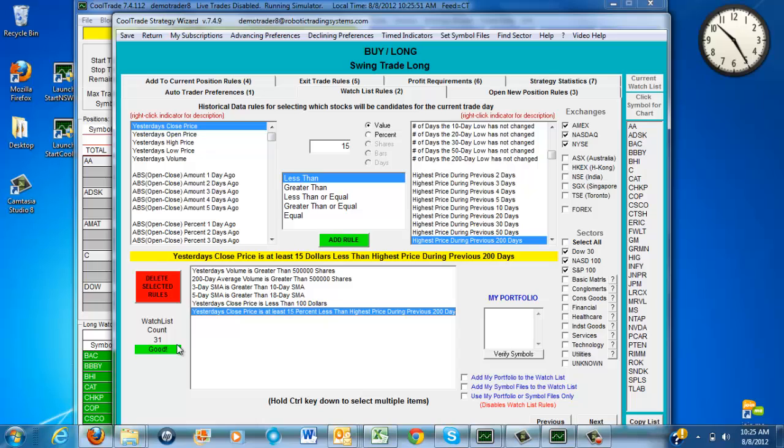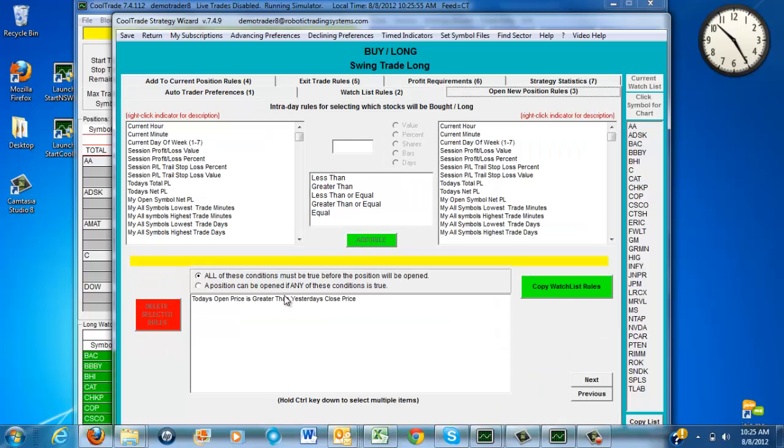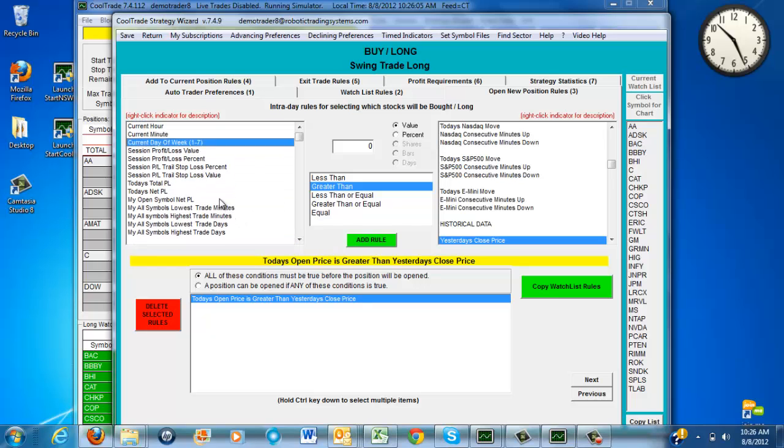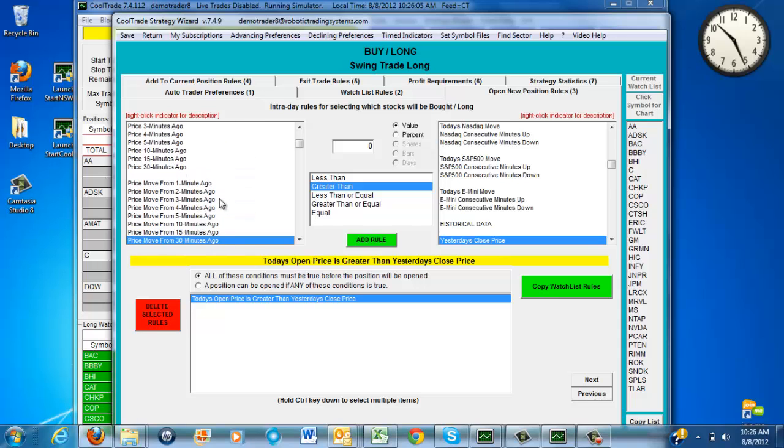Then we go over to the open position rules, and we have a very simple rule here. Today's open price is greater than yesterday's close price, but you can get as complicated as you want with the rules. There's over 500 indicators in here, and you can do whatever you'd like to do, as well as intraday indicators, which are all here and can be used.